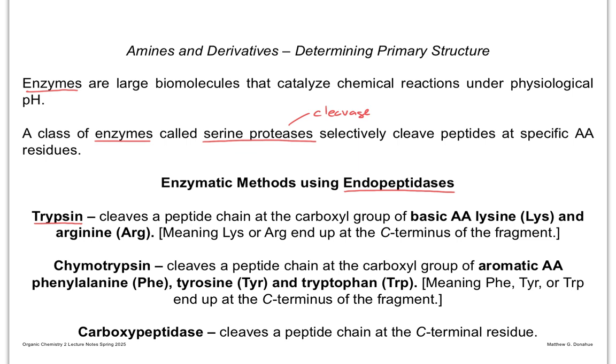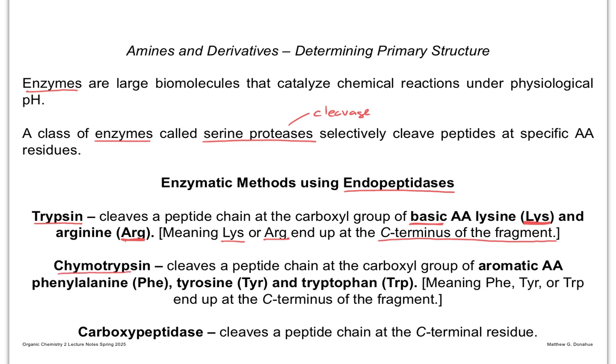Trypsin cleaves a peptide chain at the carboxyl group of basic amino acids. Those include lysine and arginine. So overall, what does that mean? Trypsin will read the chain from the N to C terminus. When it hits either lysine or arginine, it's going to read it and then cleave. So lysine or arginine will end up at the C terminus of that new fragment.